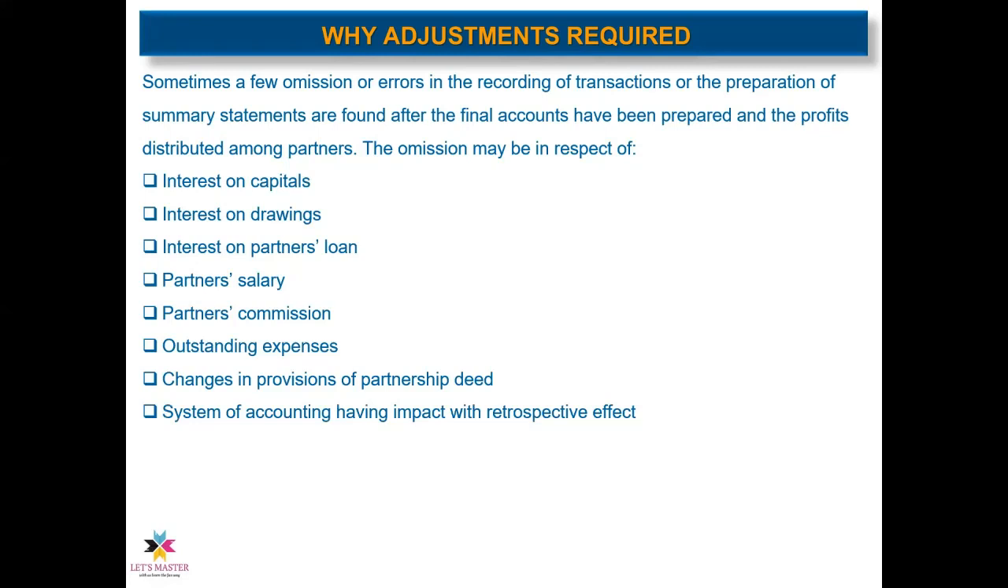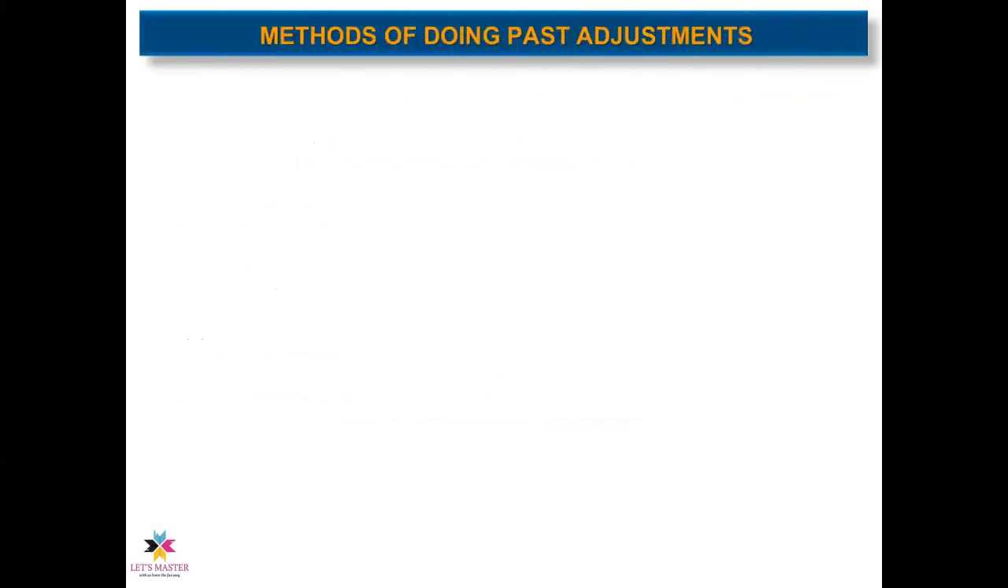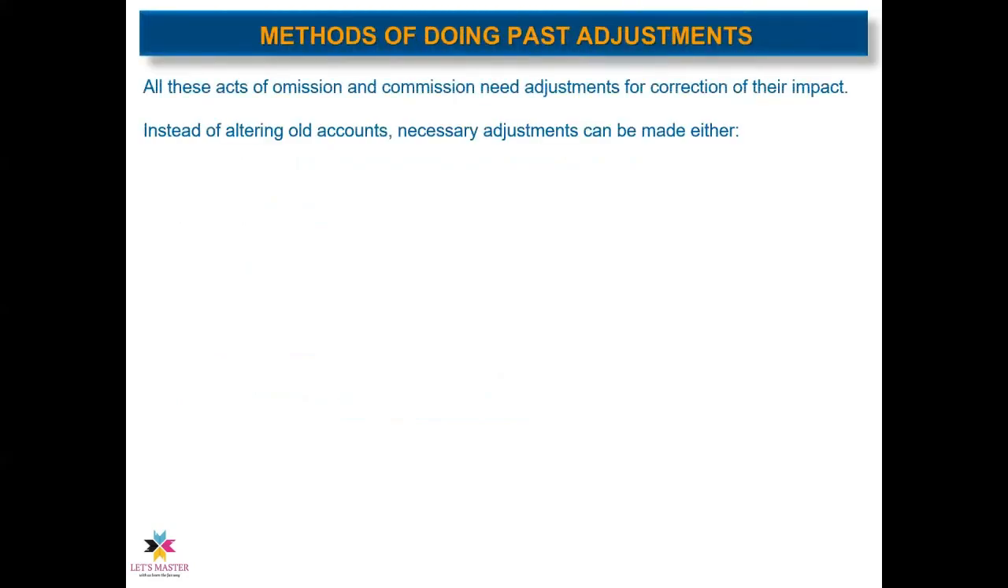with retrospective effect. Retrospective means something that needs to be changed in the past. So at times when the partners' accounts are prepared, either a couple of things are omitted or some errors have been made in the calculation. When those errors or omissions have been detected, then we need to do some past adjustments. All these acts of omissions and commissions need to be adjusted for correction of their impact.